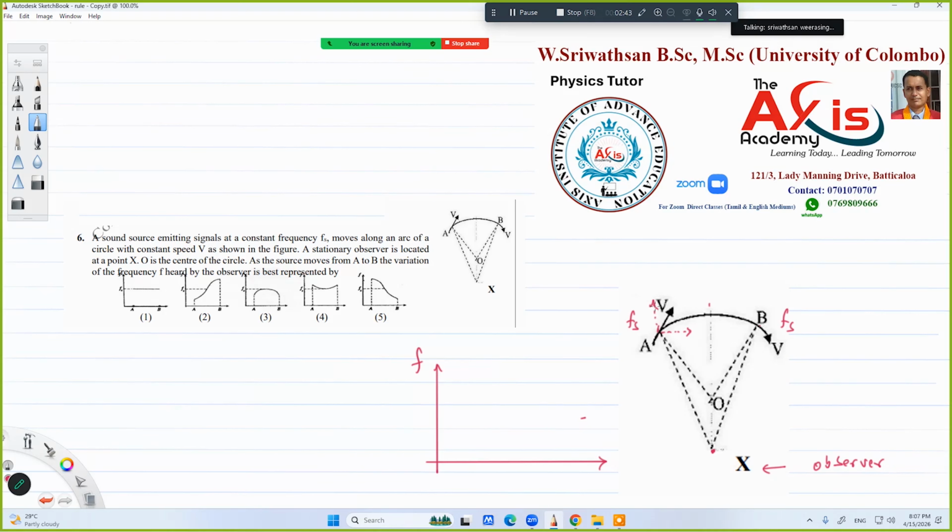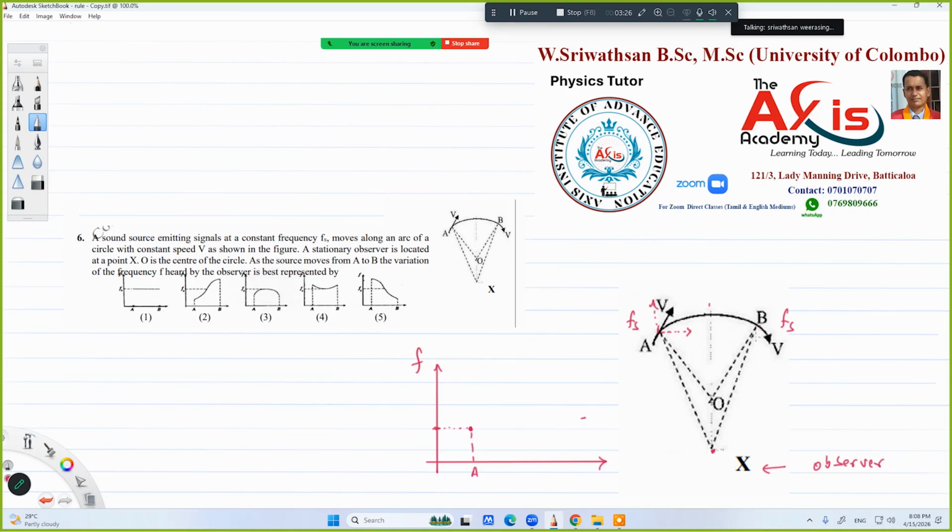If you look at the relevant component, when the sound source is at A, the velocity is away from the observer. When the source is moving away from the observer, the frequency heard by the observer will be reduced. So when the source is at A, the frequency heard will be small, because this velocity is away from the observer.